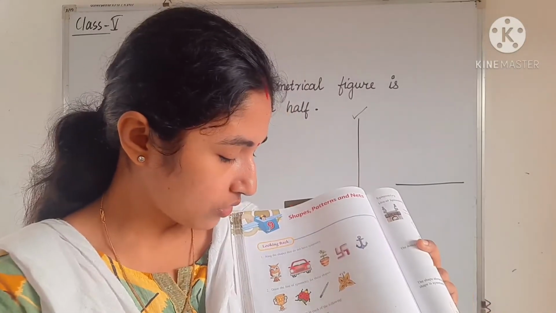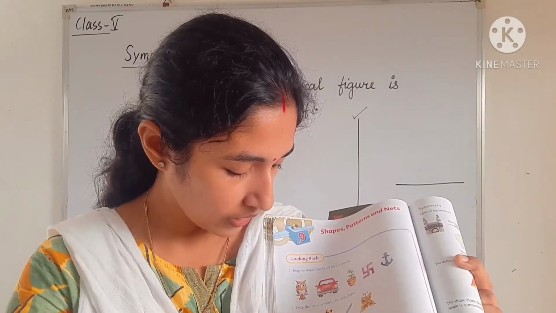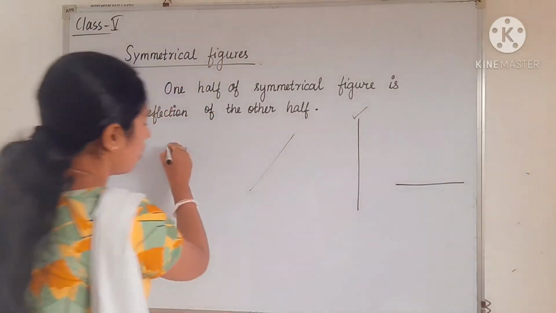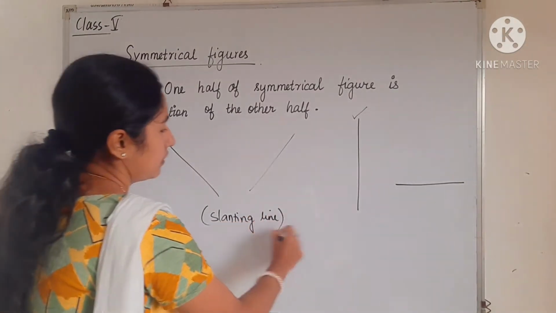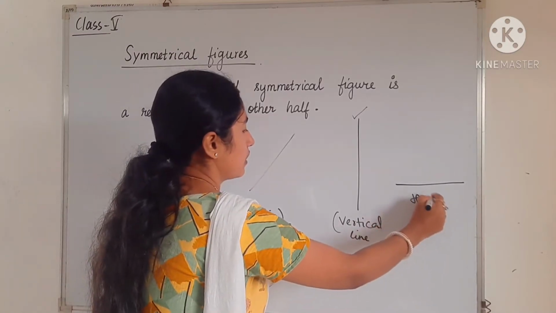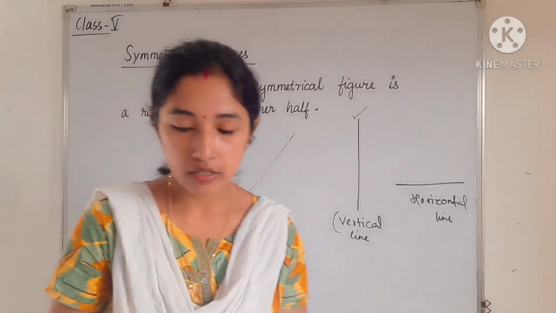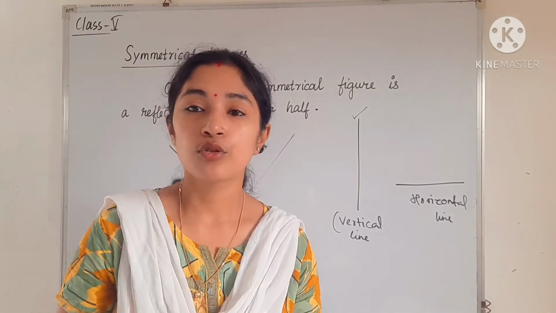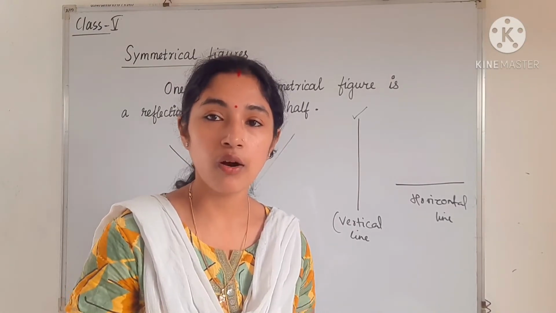Similarly, in number 2 you have to draw the line of symmetry for these shapes. The first one, you can draw a vertical line. Similarly, here you can draw a slanting line. Slanting line is this one. This or this, they are called slanting lines. This is called a vertical line and this is a horizontal line. So it is not compulsory to always draw a vertical line. Sometimes it may be a vertical line, sometimes it may be a horizontal line.